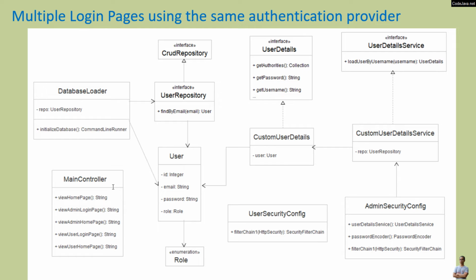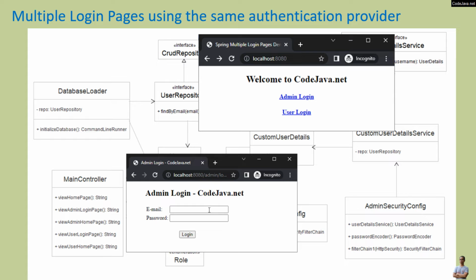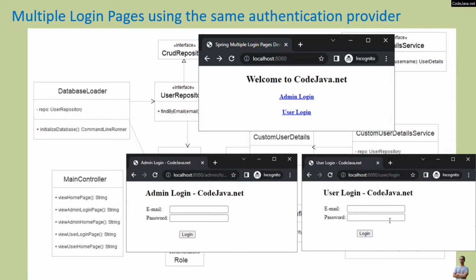Next, we code the Spring MVC controller class, the main controller class, to implement some handler methods such as view homepage, view admin login page, view admin homepage, view user login page, and view user homepage. And then we code the view pages, the HTML pages to show the homepage like this, the admin login form like this, and the user login form like this.